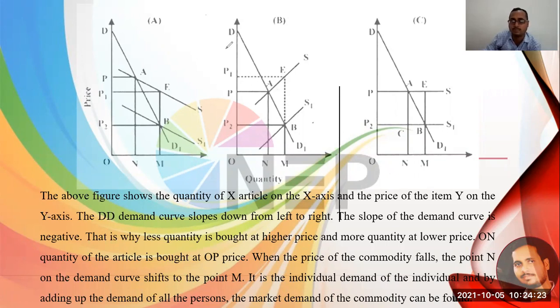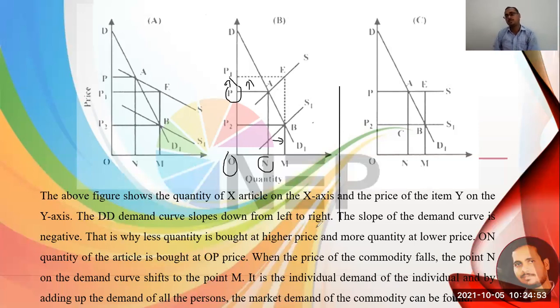Now, the second diagram depends on luxurious commodities, or comfort commodities, or common commodities. In this diagram, students, if the price is OP, then the demand is OM. If the price is increased, then this commodity becomes a prestigious commodity. Due to the increase in the price of the commodity, the demand is also increasing.